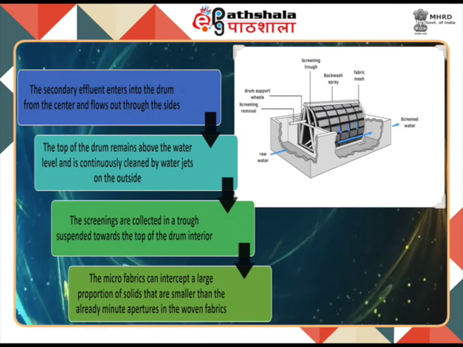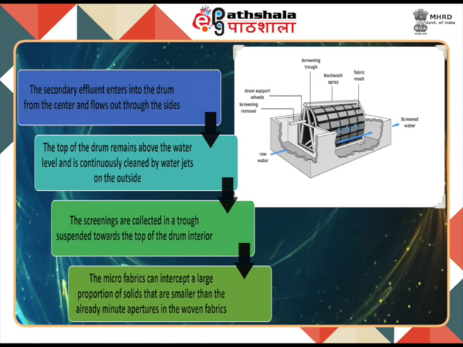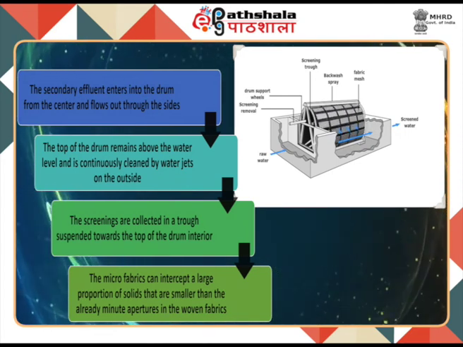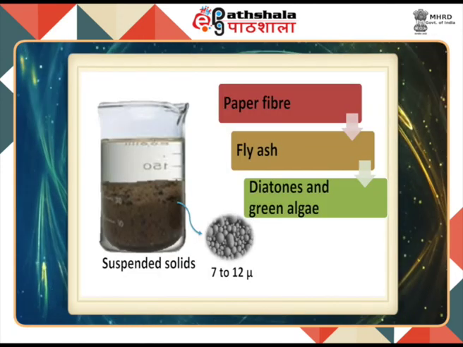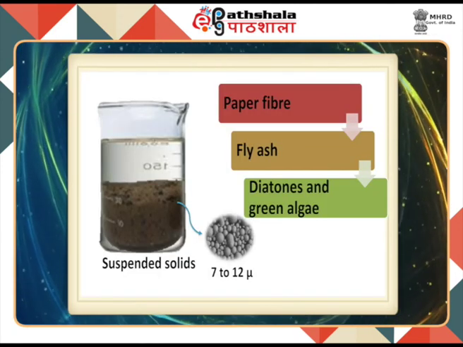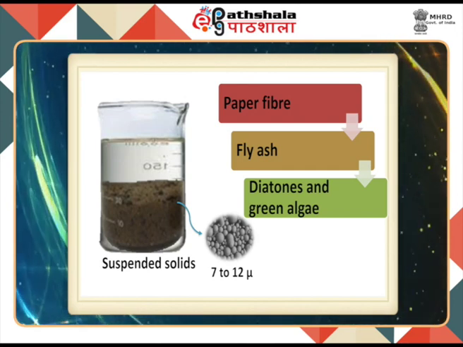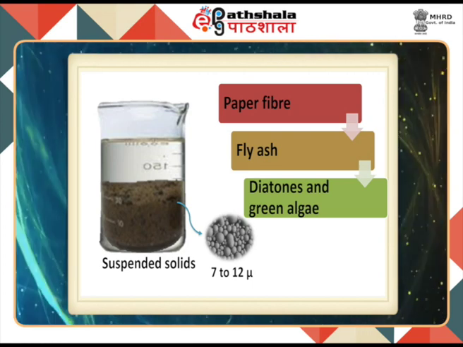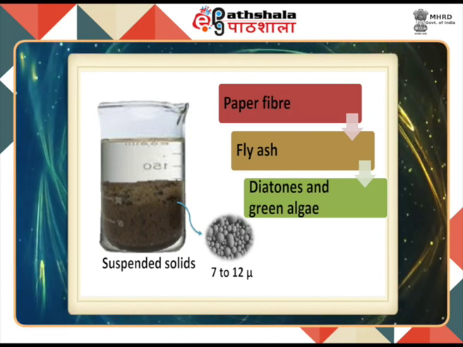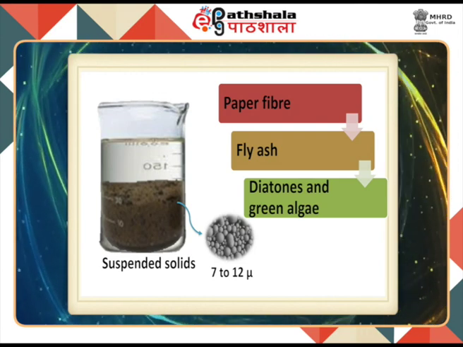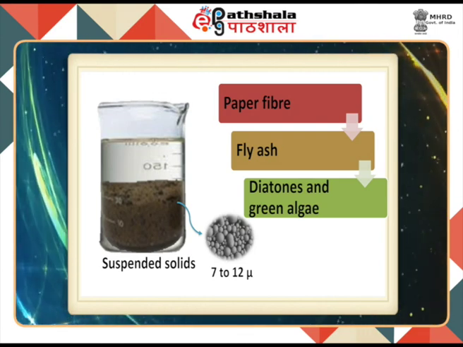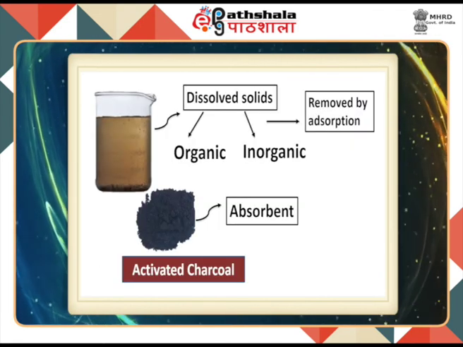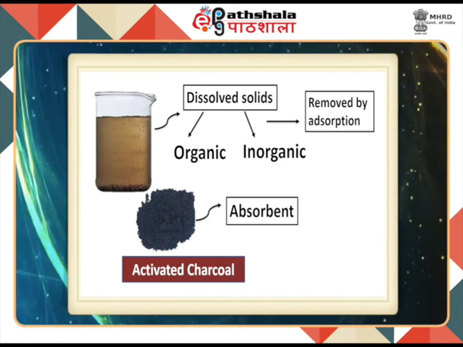The microfabrics can intercept a large proportion of solids that are smaller than the already minute apertures in the woven fabrics. Microorganisms ranging in size from 7 to 12 micrometer are removed by this method. The impurities removed by microstraining are paper fiber, humus, fly ash from power stations, and microorganisms like diatoms and green algae. Dissolved solids may be organic or inorganic in nature.